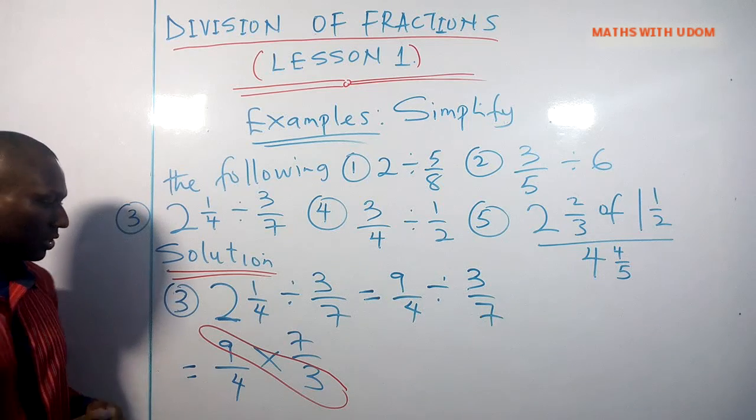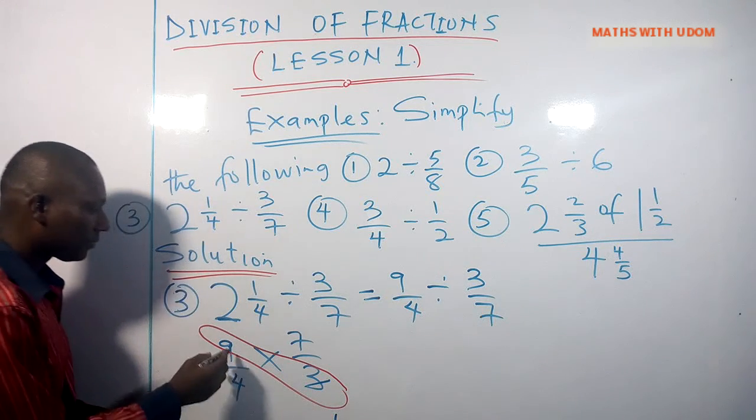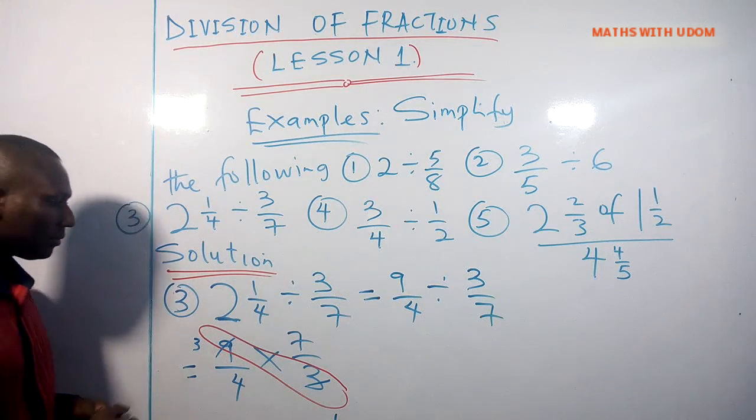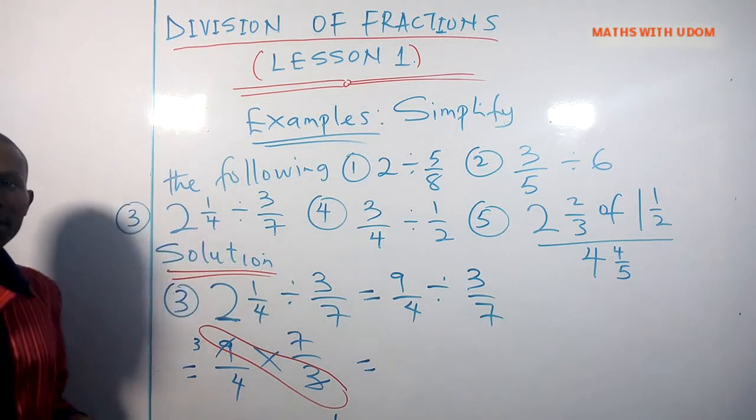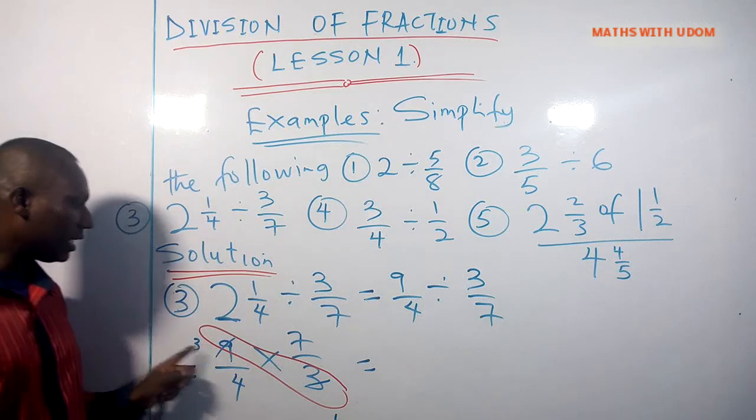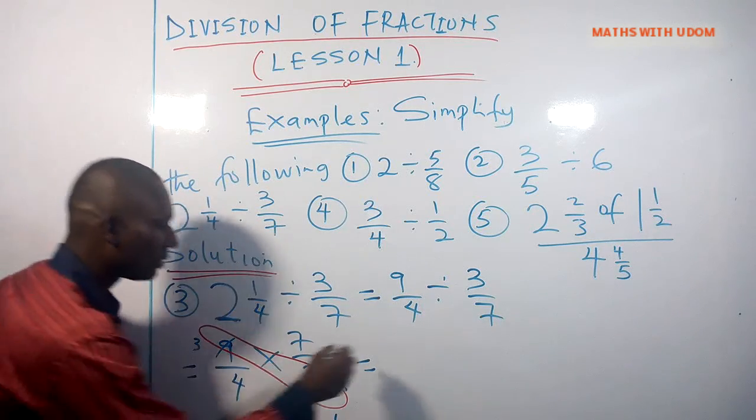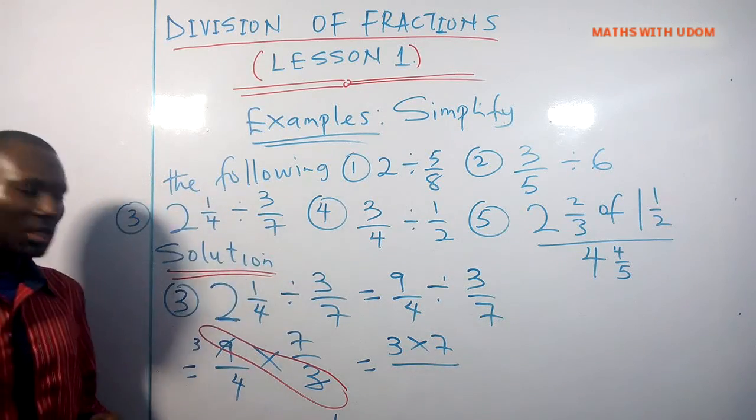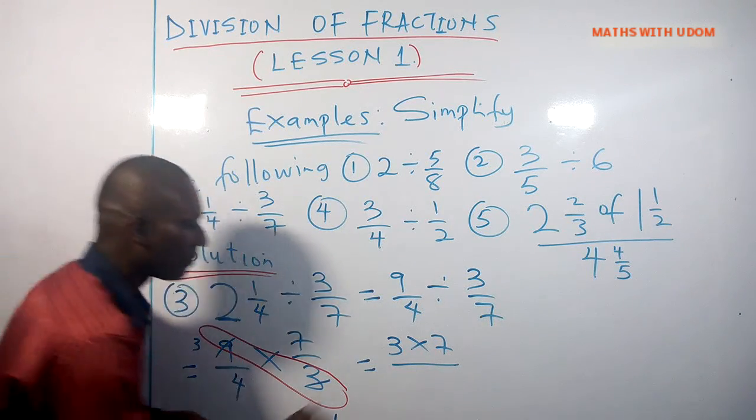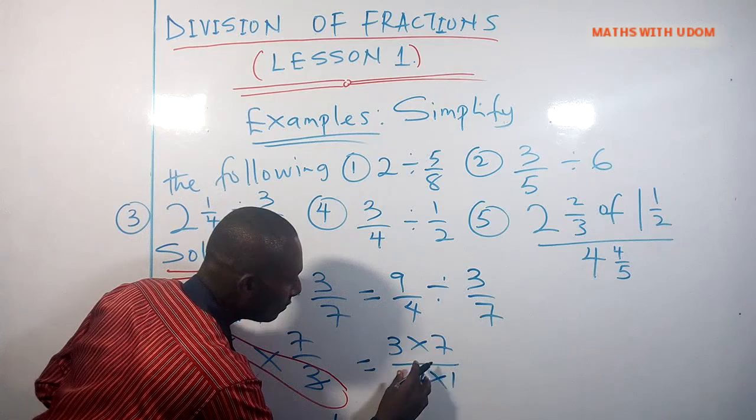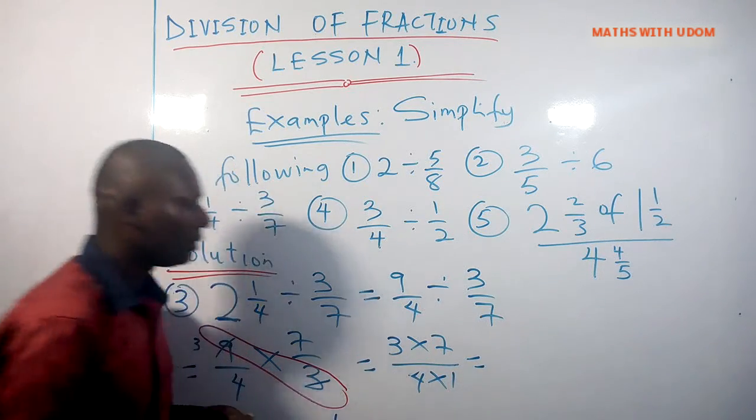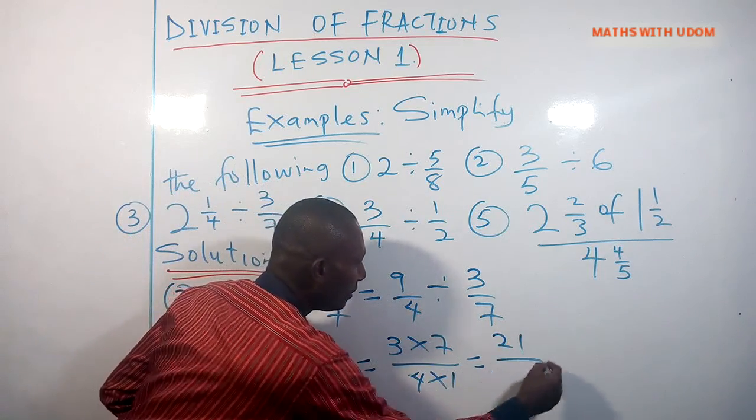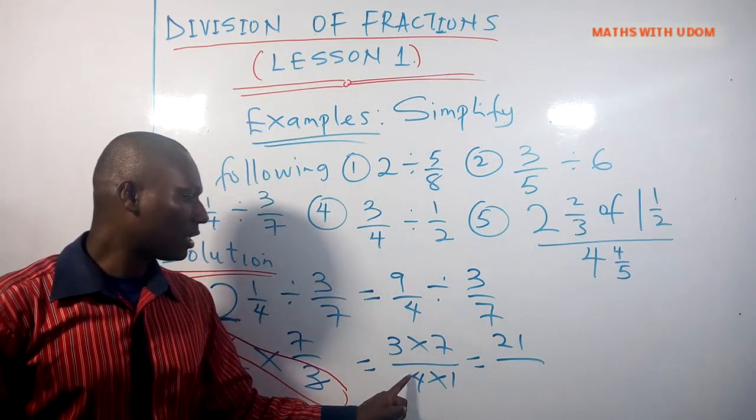They have common factors. So 3 here, 1. 3 in 9, we have 3. So what do we have from there? We multiply the numerators. So 3 times 7 will give us 21. So 3 times 7 divided by the denominator, 4 times 1. So 3 times 7 is 21. Divided by 4 times 1, which is 4.